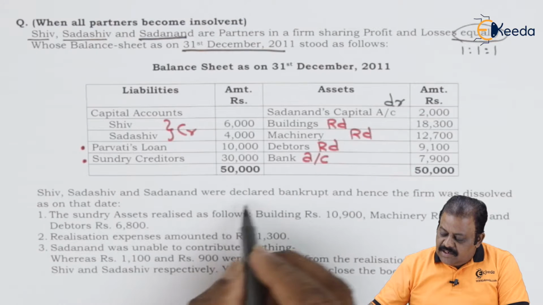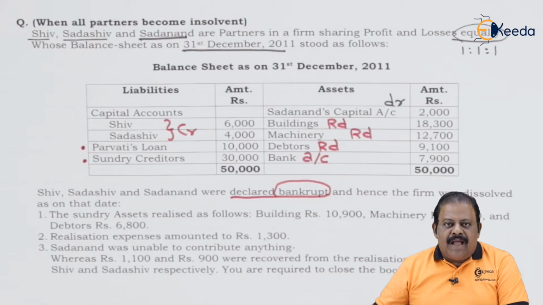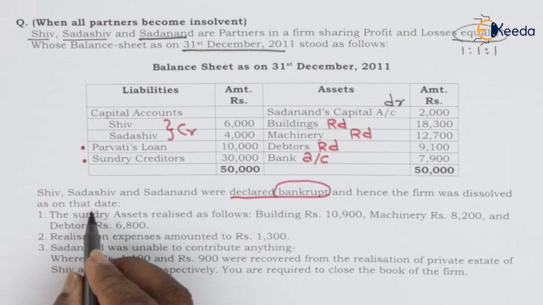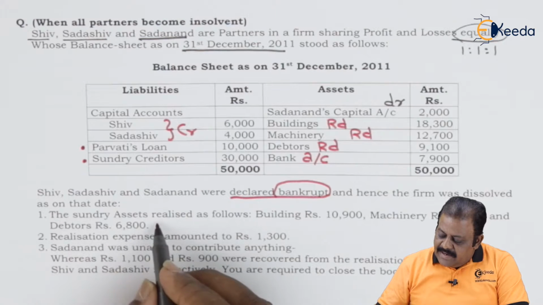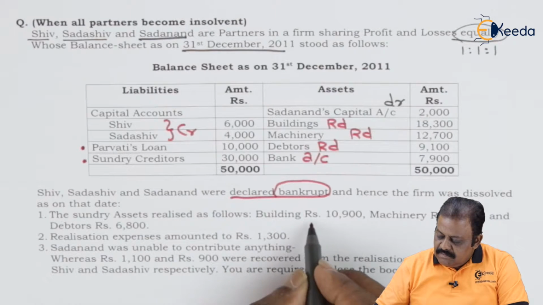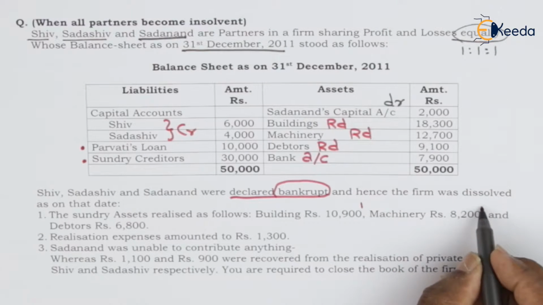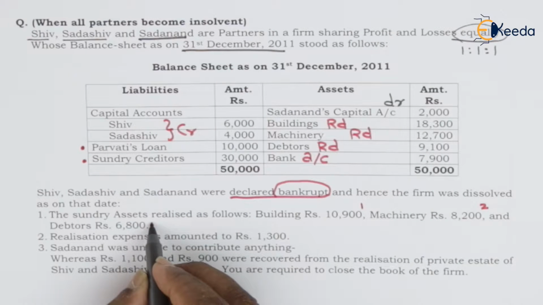Shiv, Sadashiv and Sadanand were declared bankrupt. Here the word bankrupt means insolvent, and hence the firm was dissolved on that date. It means the reason for dissolution of the partnership firm here is bankruptcy of all partners. The sundry assets realized as follows: building 10,900, machinery 8,200, and debtors 6,800.